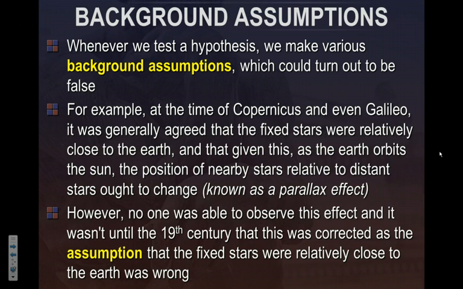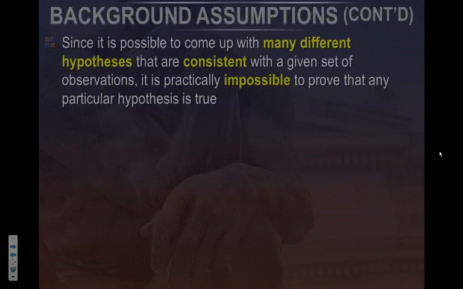So they were using these to do calculations. But no one was able to observe this phenomenon until the 19th century. And then they corrected it and realized, you know what, these fixed stars are not at all close to the Earth. They're actually very, very far away, which was the assumption they were all going on when they did their calculations. So they were going under a false assumption at that point. And that's something that has happened in science quite a bit, that sometimes the assumptions we make, which are the background and the basis of our calculations, might in fact be false. Okay?